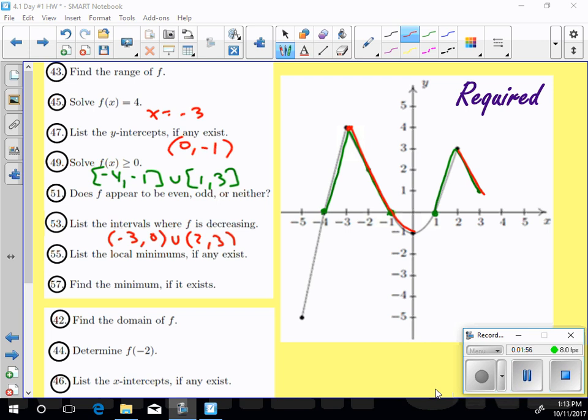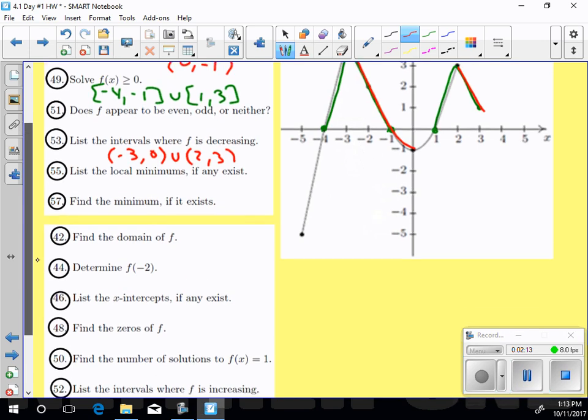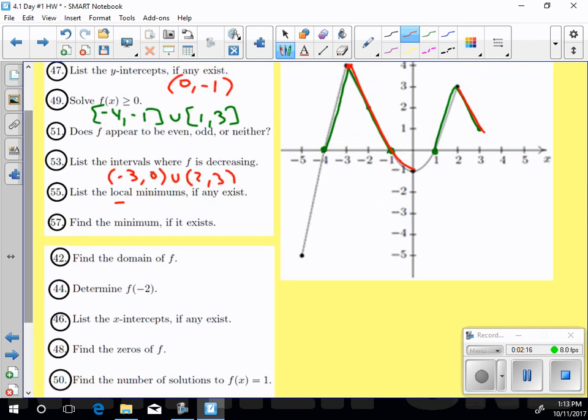Local minimums, how many are there? How many local minimums? There are actually 3 local minimums. Even the absolute max or absolute min is considered a local min, even though it's also the absolute min. So there are 3 local minimums. They are at (-5, -5), what is that, (0, -1), and (3, 1). I've got a local min there, a local min there, and a local min there.